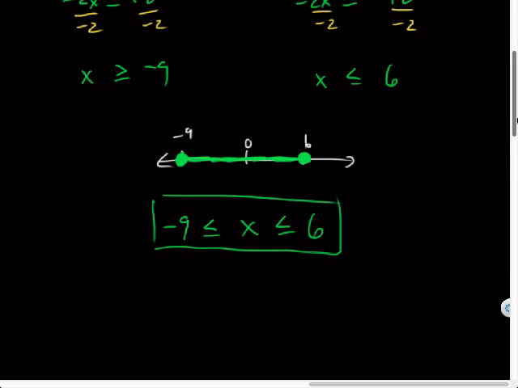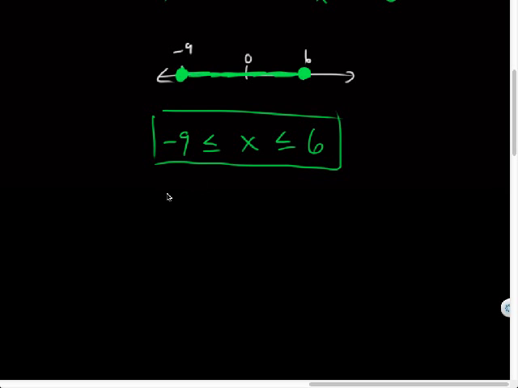And sometimes you might see your text write it this way. They might say it's the set. This little curly brace means set of all x, and this single vertical bar means such that. And then -9 is less than or equal to x is less than or equal to 6. So it's saying all of your answers are the following set of numbers. That's what this little part here means. The set of all x.